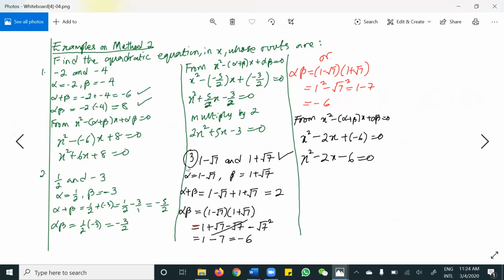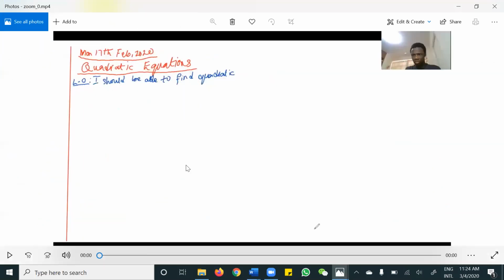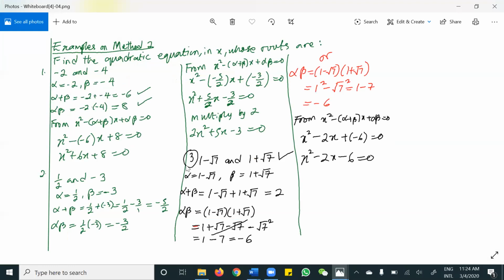Method 2. Look, can everybody see this? I had the sum and product done before putting in the equation. Can everybody see this? So please take notes.